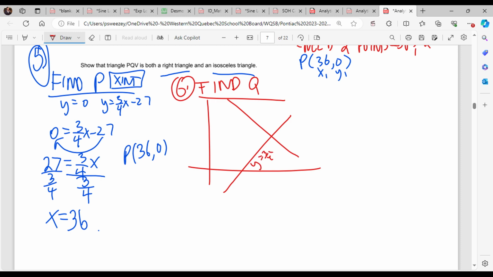All I'm going to do is show you that you already know this rule: y is equal to 3/4 x minus 27. You already know this rule: y is equal to negative 4 over 3 x plus 248. I know those two things. Q is where the two of them meet.